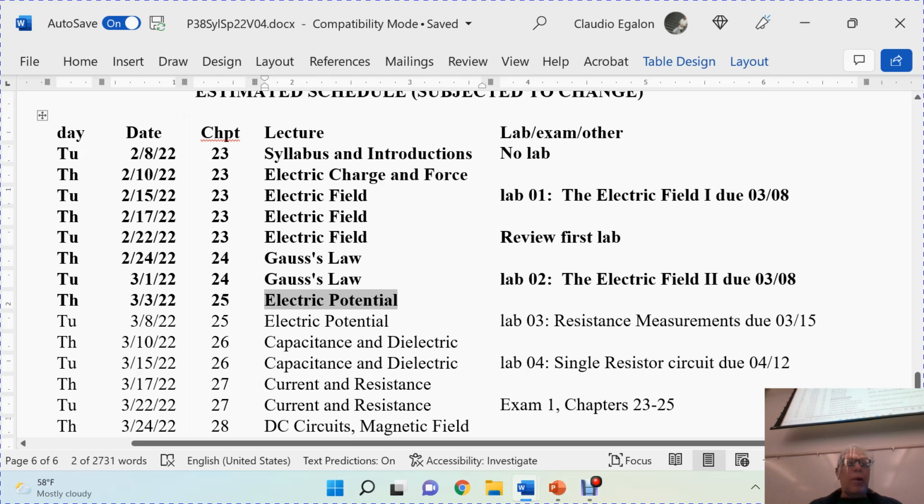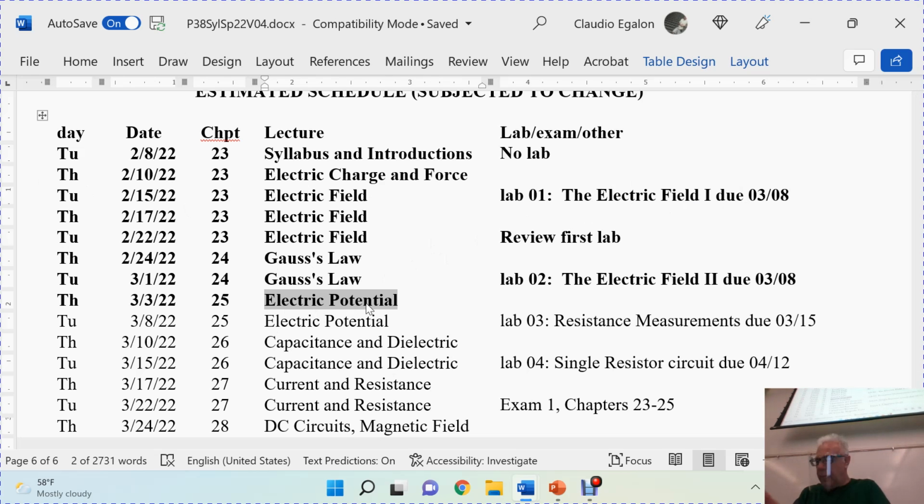Ideally, we should be doing experiments with electric charge initially. Ideally, we should be doing experiments with Coulomb's law. That would be the idea, but we don't have equipment to do that. So instead, we start with experiments on the electric field that use the idea of the electric potential. So the story goes like that.